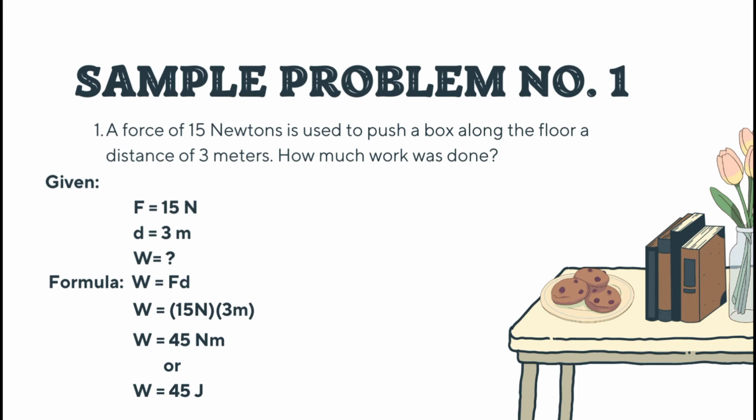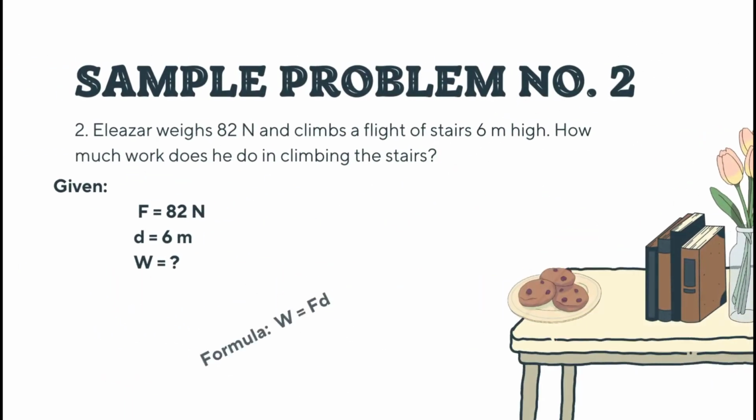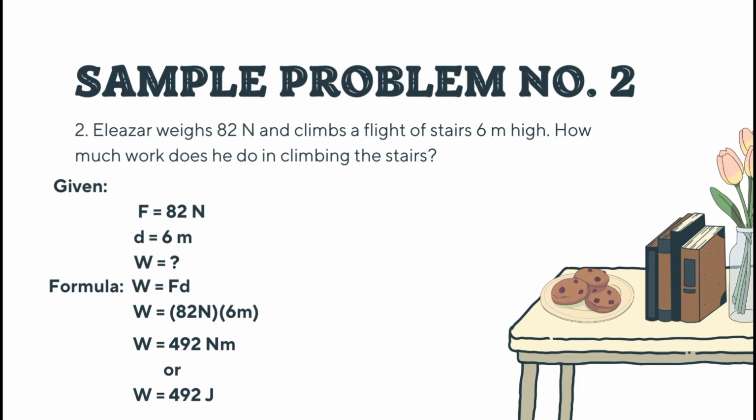After we get the formula, let's substitute all the given values. So W equals 15 Newton multiplied by 3 meters. Then W, or work, is equal to 45 Newton meter, or simply, work is equal to 45 joules. Alright, so now let's proceed with sample problem number 2.